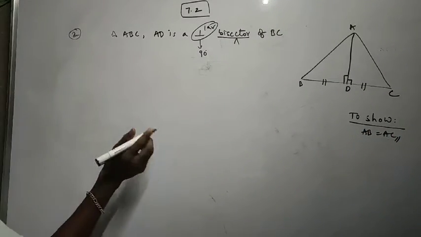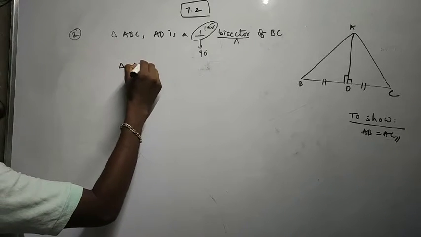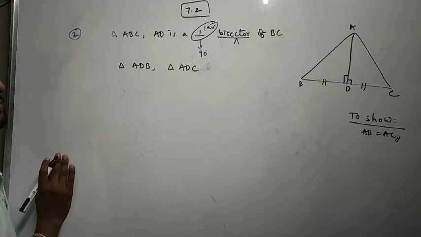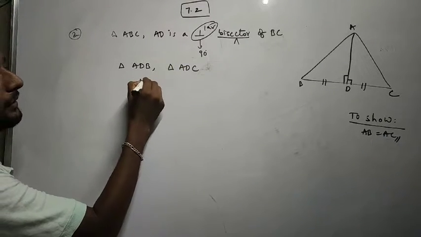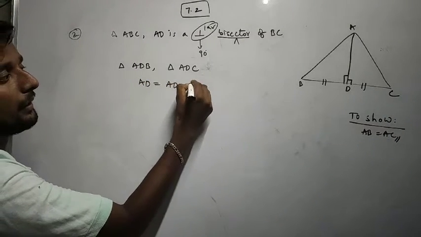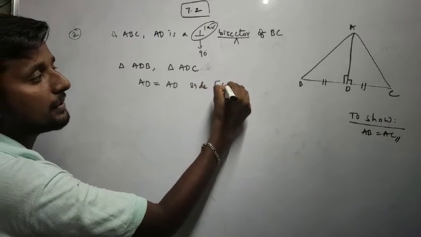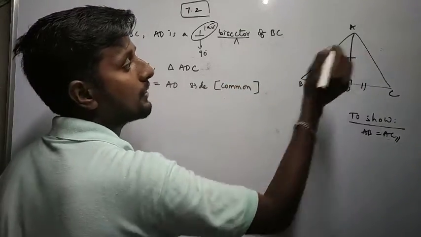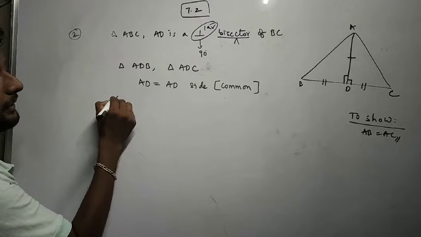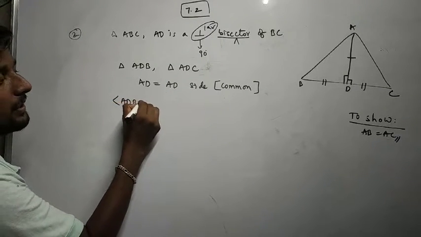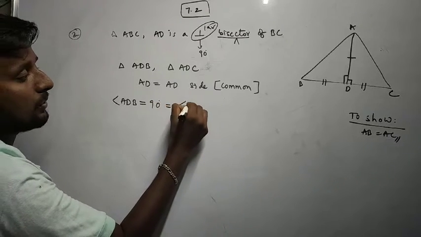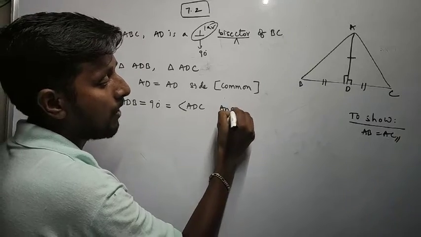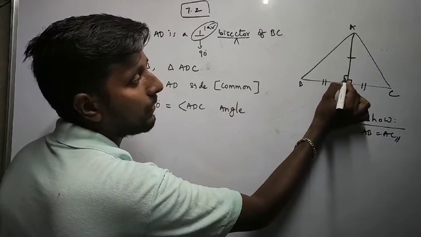Okay, so now I'll write we have two triangles. One is ADB triangle and one more ADC triangle, correct? So now what I'll write, AD is equals to AD, it is one side. The reason for equality is a common side. AD is a common side. Correct? Now I'll write angle ADB is equals to 90. That is equal to angle ADC also. Yes, it's an angle. Why should they be equal? Because both are right angles.